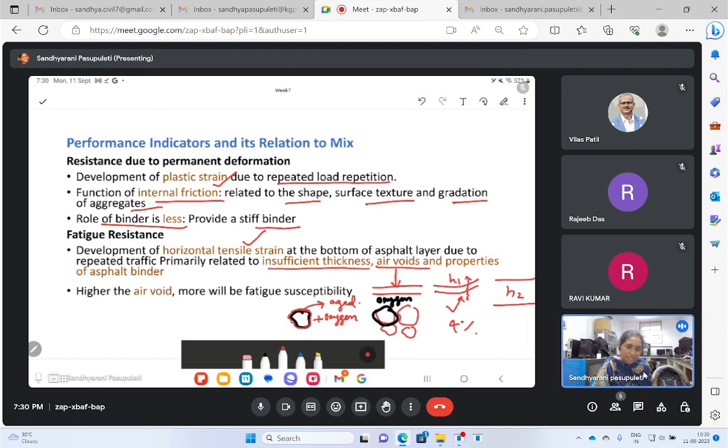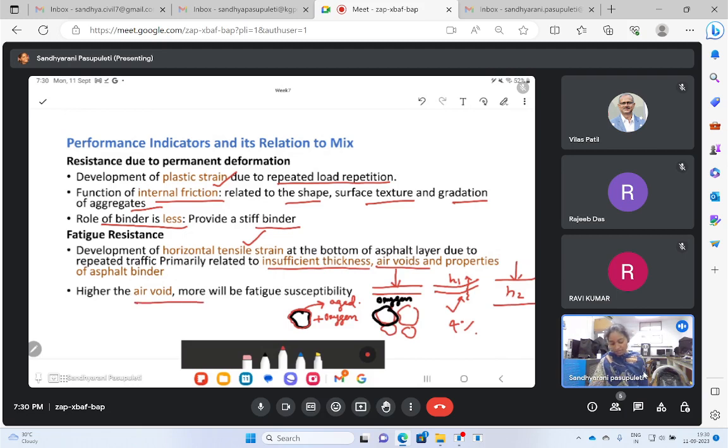If the bitumen is very stiff, what happens? When the load is applied at the top, stiffer materials will tend to break easily. Let us say if we have a rubber, when you apply the load, it may bend, but it will not break. But if you take a stick and apply the load, what happens? It will immediately break. So we do not want our bitumen to be very stiff. That is the reason why bituminous rich mixes, the mixes which have more bitumen, have less susceptibility to fatigue cracking.